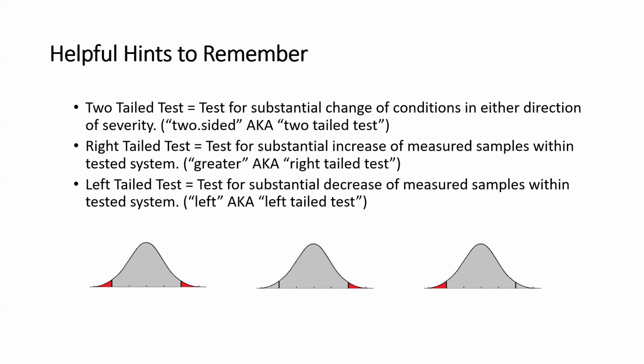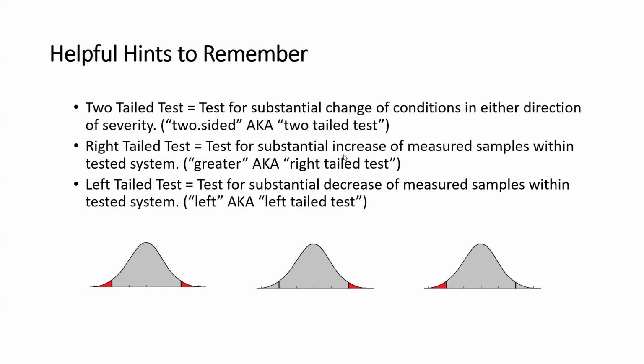So here are 3 different test types. And this is applicable whether you're doing a single sample t-test, a paired t-test, or a 2-sample t-test. If we have a two-tailed test, we're testing for substantial change of conditions in either direction.